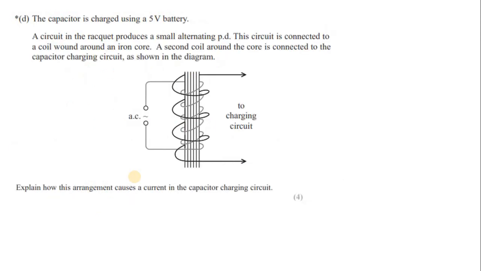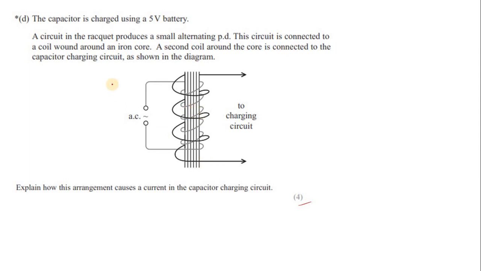The capacitor is charged using a 5-volt battery. A circuit in a racket produces a small alternating potential difference. This circuit is connected to a coil wound around an iron core. A second coil around a core is connected to a capacitor charging circuit as shown in the diagram. So explain how this arrangement causes a current in the capacitor charging circuit. It is a 4-mark question. It is again a typical question of unit 4. It's all about change in magnetic flux producing induced EMF.